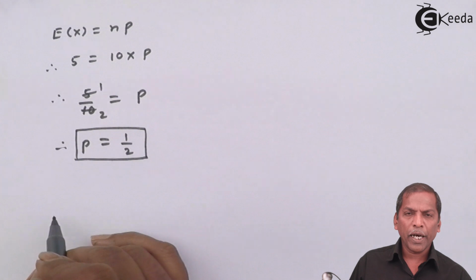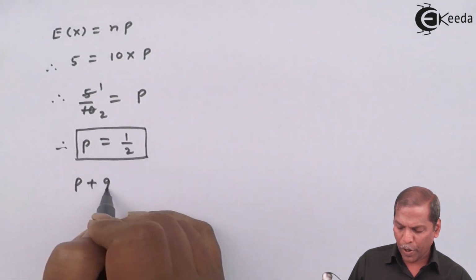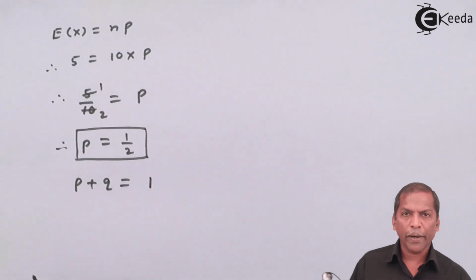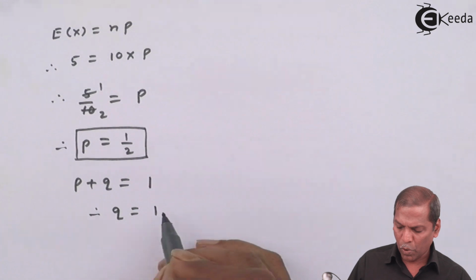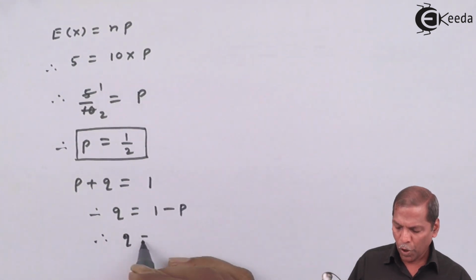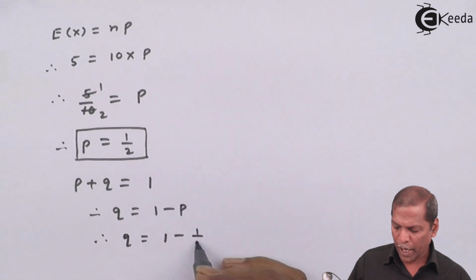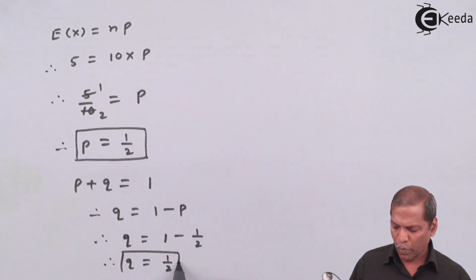Then we use a relation between p and q, that p plus q is equal to 1. Therefore q is equal to 1 minus p. Therefore q is equal to 1 minus 1 by 2. In this way we get q equal to 1 by 2.